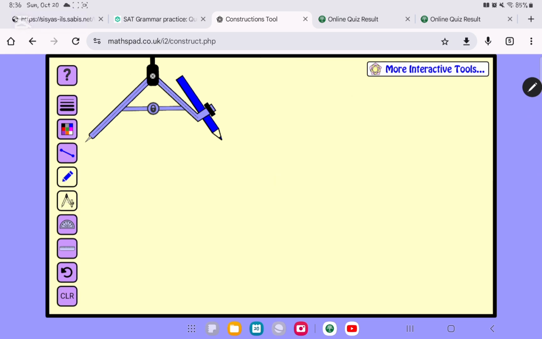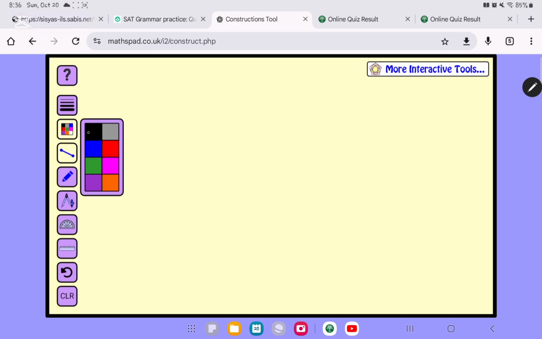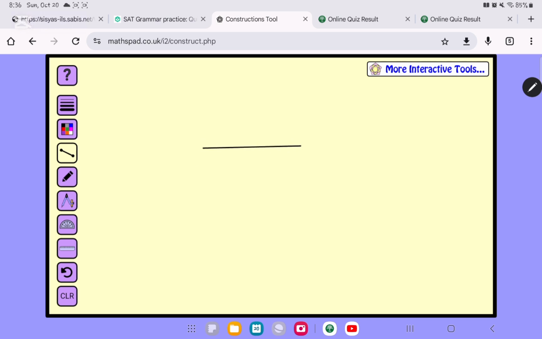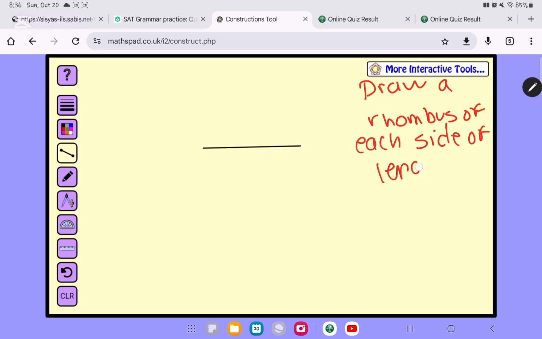Now, we're gonna draw a rhombus. The rhombus is one of the most important ones. So first of all, we have this over here. Pay attention. Imagine they are asking us, draw a rhombus of each side of length 7 centimeters. Imagine they are asking us this question.